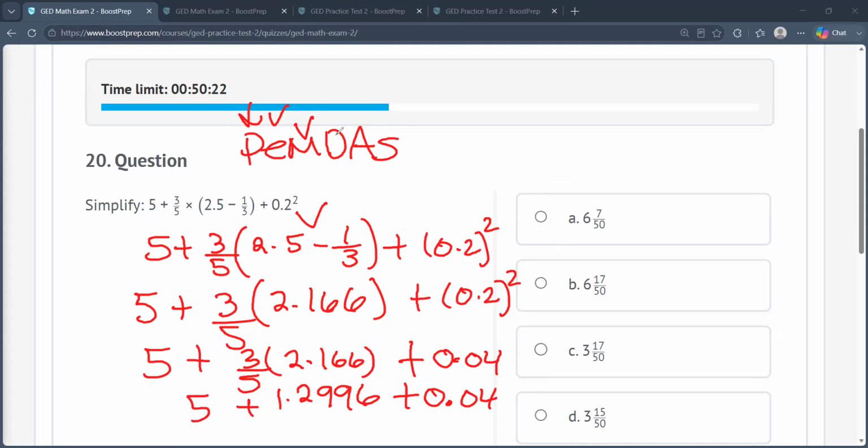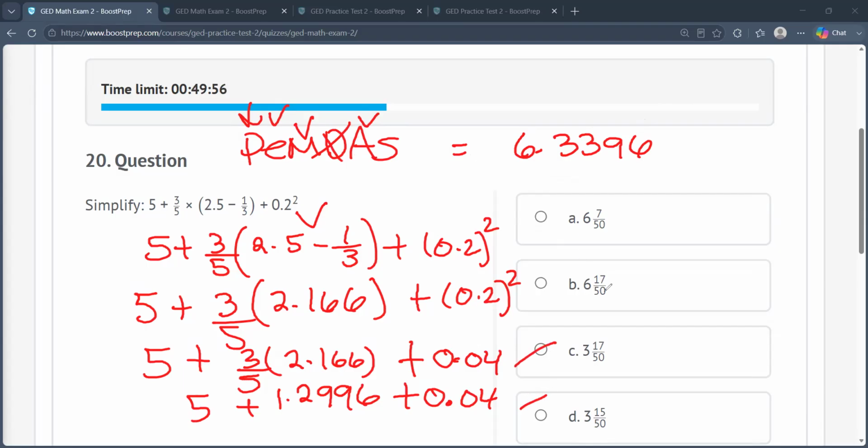Then we don't have a division. We have an addition, so put that all in the calculator: 5 plus 1.296 plus 0.04 is 6.3396. So which one of these? I know it's not C or D. It's either A or B.